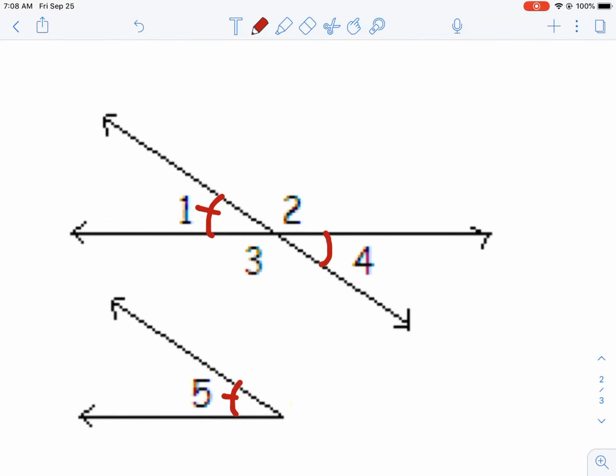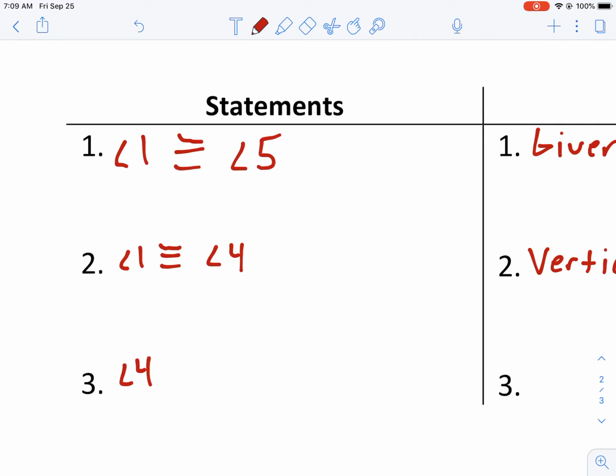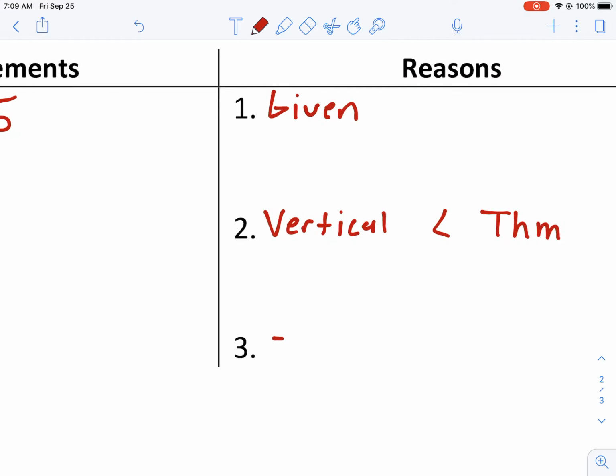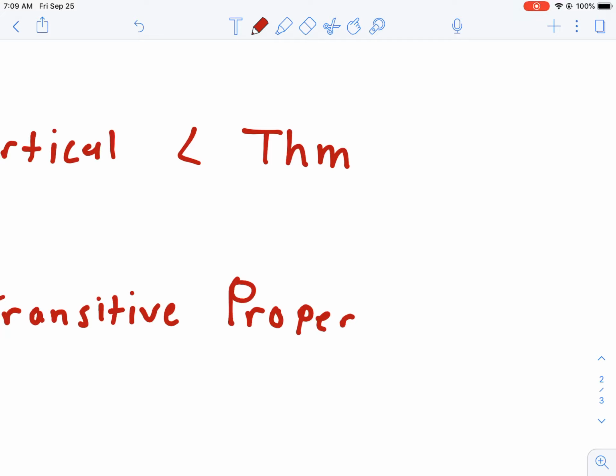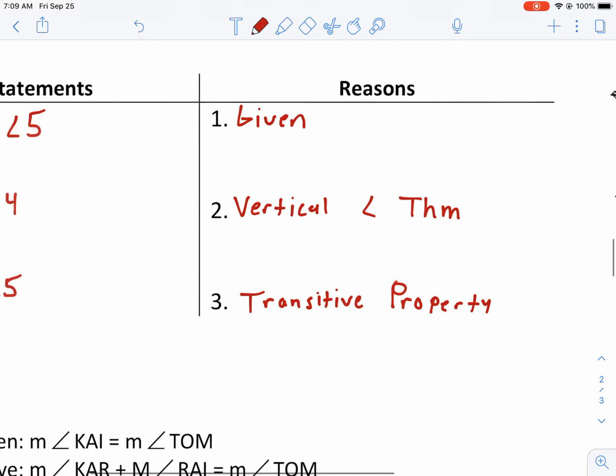And now, just like I said, we can say angle 4 is congruent to angle 5, and that's going to be the transitive property. We know they're both congruent to angle 1, therefore they must be congruent to each other. You always be thinking about, can I use the transitive property in this situation, or can I use substitution? Remember, those are the two big ones.